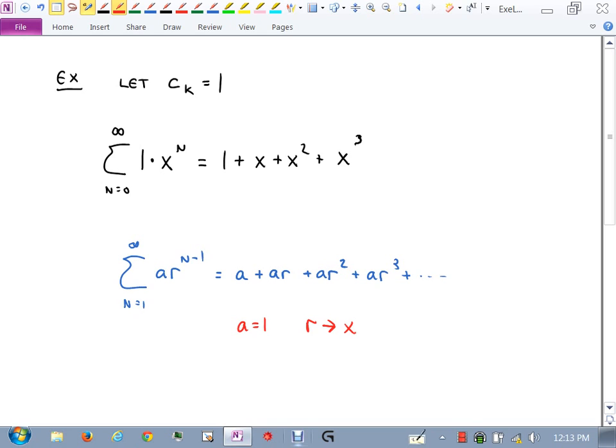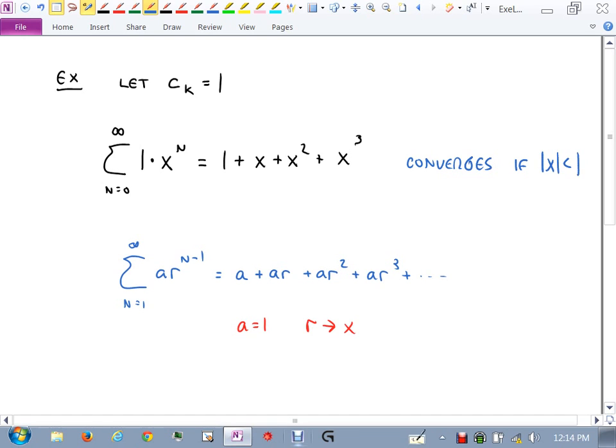Okay, so we all see that this looks like a geometric series. Therefore, we know geometric series converge if what? If the absolute value of r is less than 1. So that means this series should converge if what? The absolute value of x is less than 1, because the x is like the r. Thus, this right here converges if the absolute value of x is less than 1.